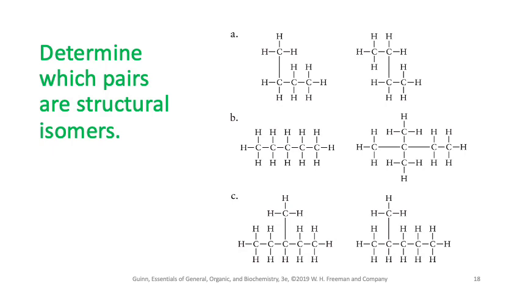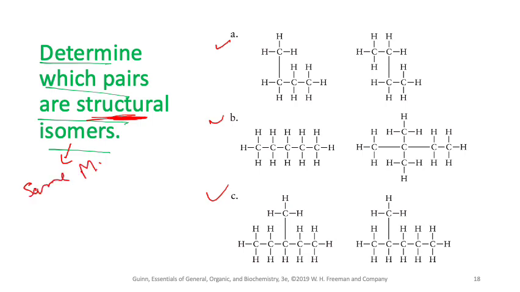The problem is saying determine which pairs are structural isomers. You have 3 options, and in each option you have a pair of structures, and you have to figure out which pair of structures represents structural isomers. We just talked about what a structural isomer means: same molecular formula but different connectivity of atoms. So let's follow the same concept.